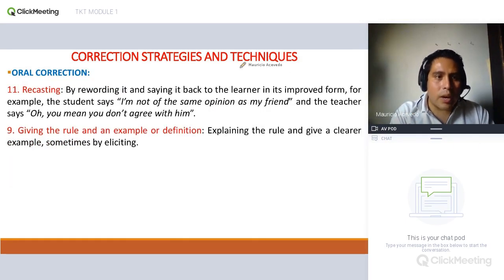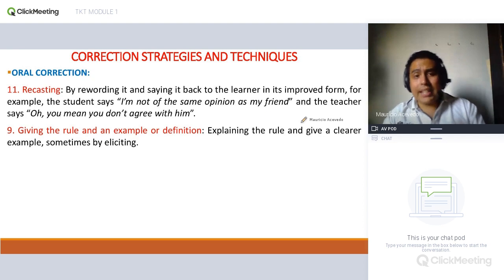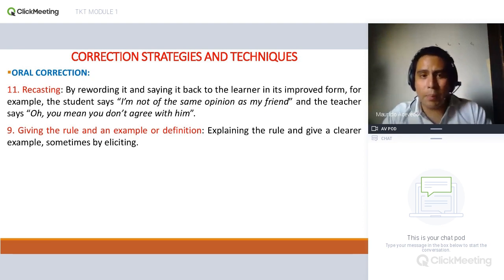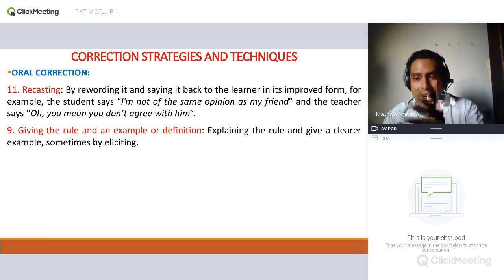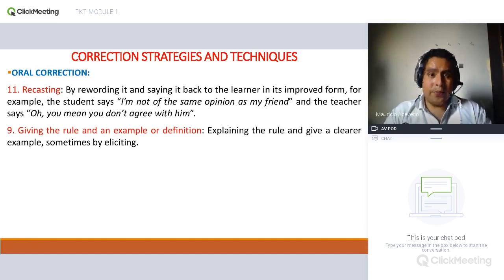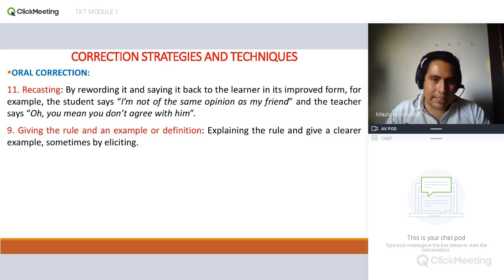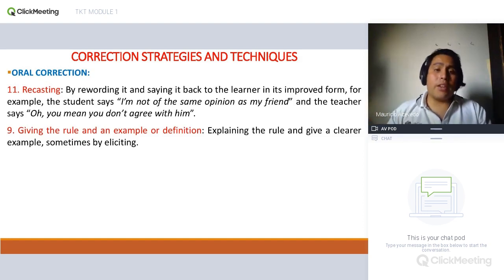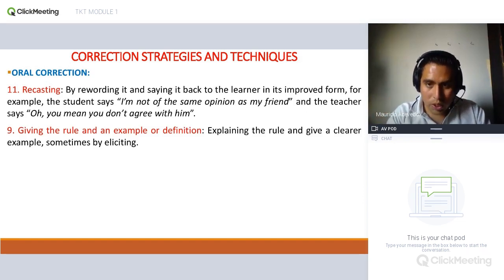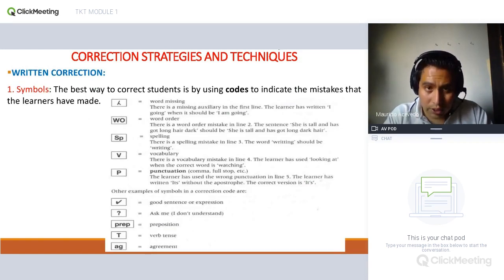The next one is rephrasing, which is very similar to the previous one, but in this case you correct in a tougher way. And finally, giving rule an example or definition, like re-explain basically. If you have already explained it, you need to re-explain the mistake, you need to give information, you need to give examples, and so on. Okay, so those are the most important for oral correction.